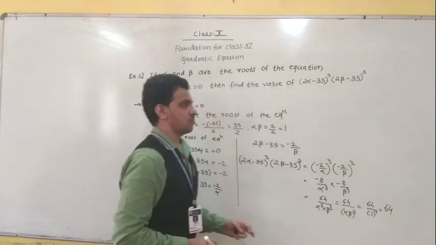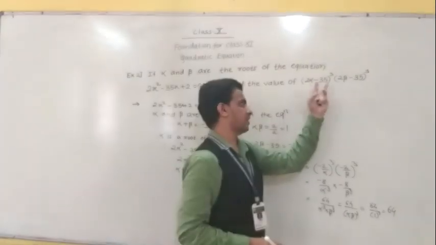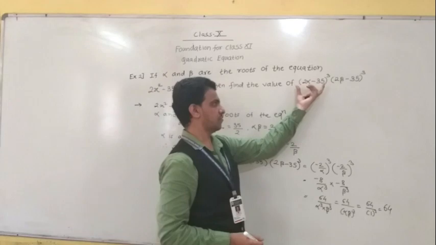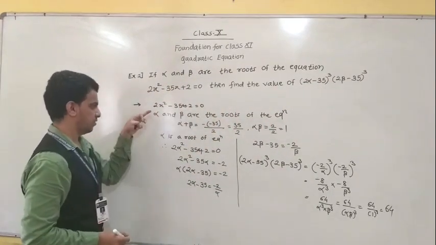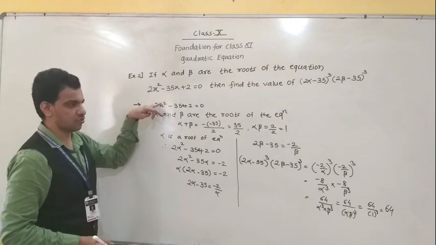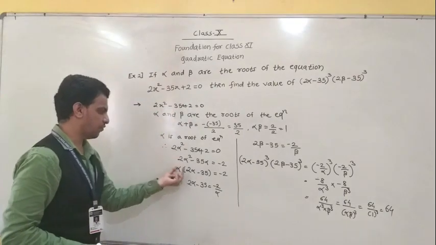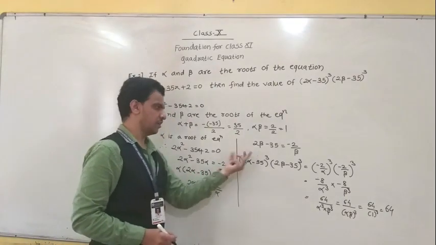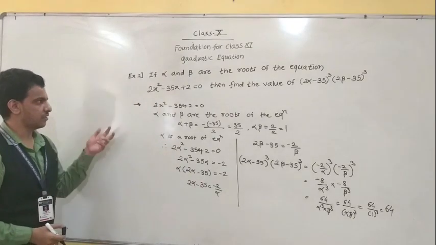If we use expansion and then find this value, that is critical to find. So instead of that, we have to use this method, because alpha and beta are the roots of this equation, and from this we get the values of 2 alpha minus 35 and 2 beta minus 35. Now we will take the next example.